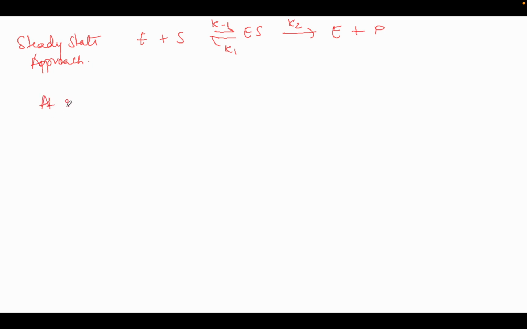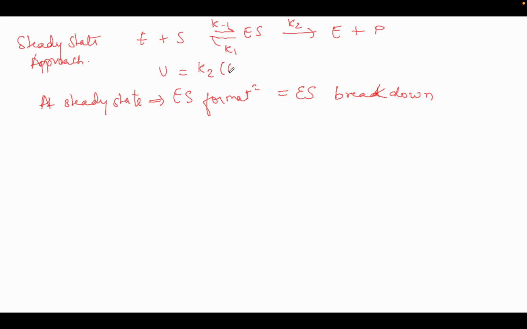So at steady state, the rate of ES formation will be equal to the ES breakdown. Both are the same. Again the velocity will be equal to K2 times ES; the initial velocity V0 will be equal to K2 times ES, which is directly proportional to it. And we have total enzyme equal to the bound enzyme plus the unbound enzyme.